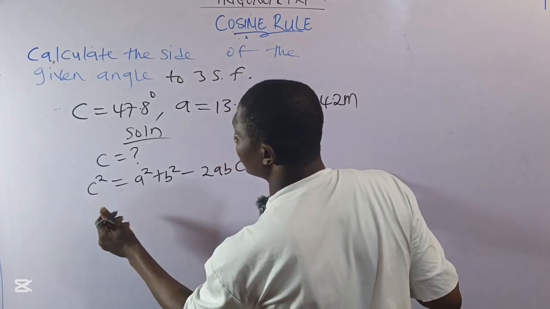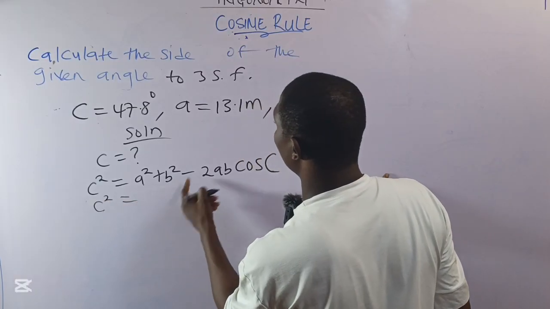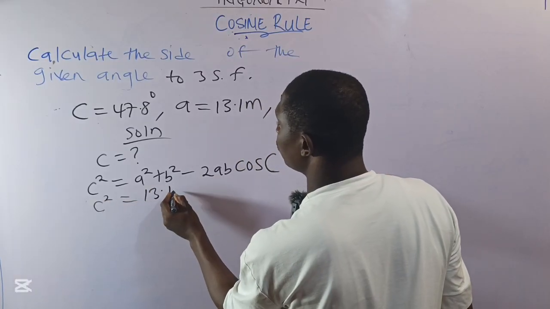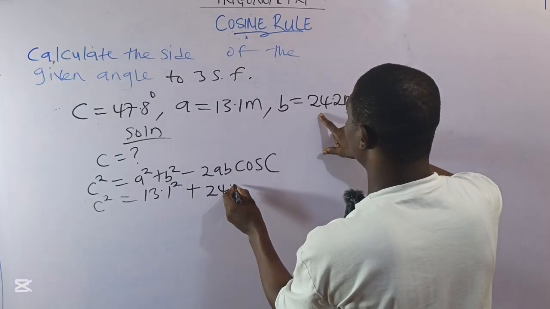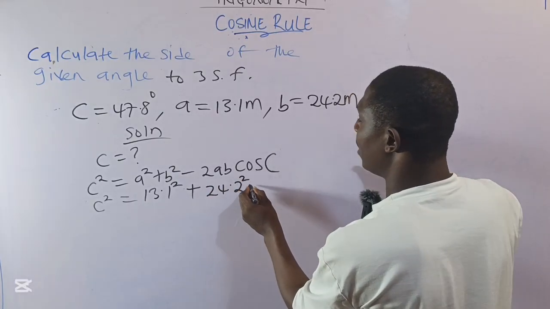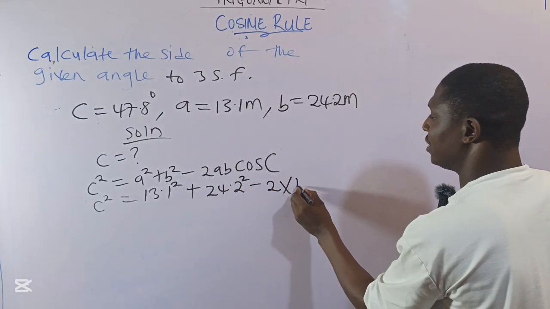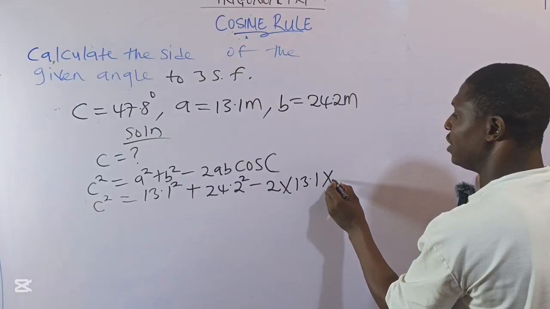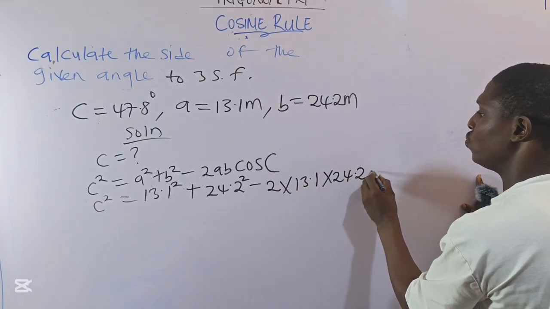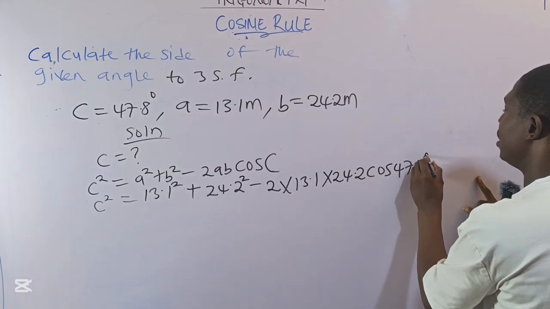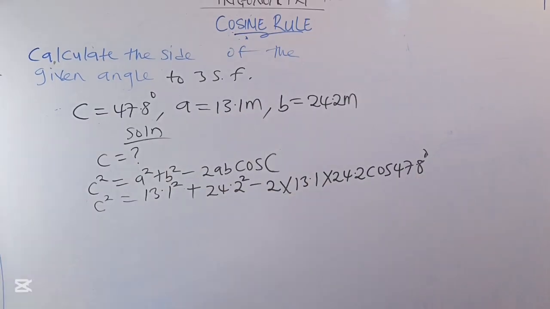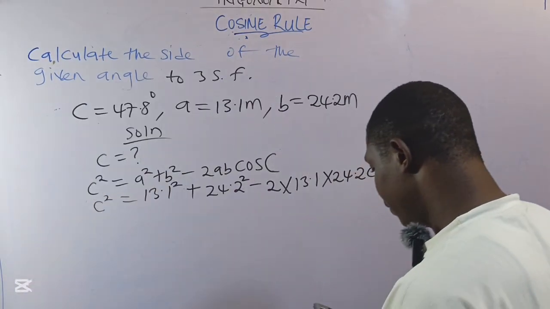So I can start. I will have c squared equals a, which is 13.1 squared, plus b, 24.2 squared, minus 2 times 13.1 times 24.2 cos 47.8 degrees. Now let me make use of my calculator.